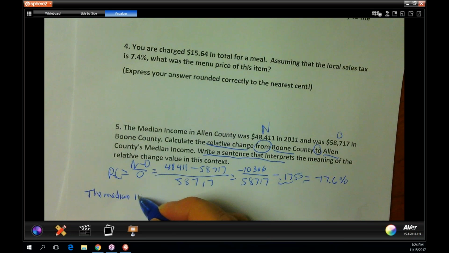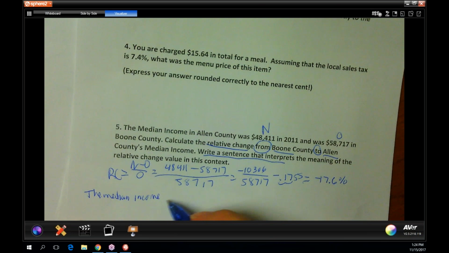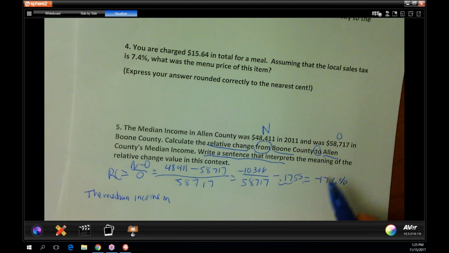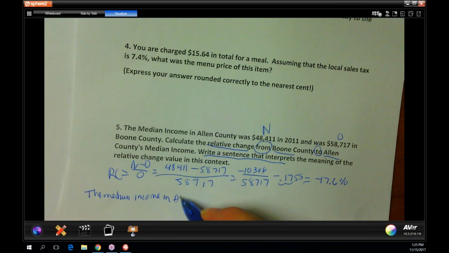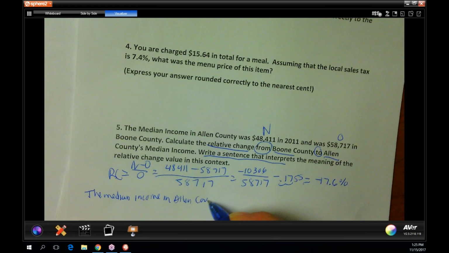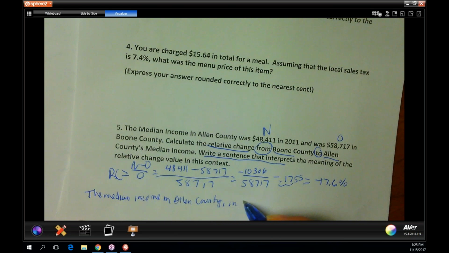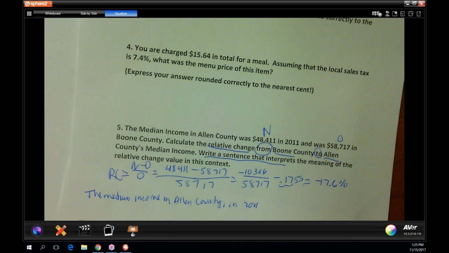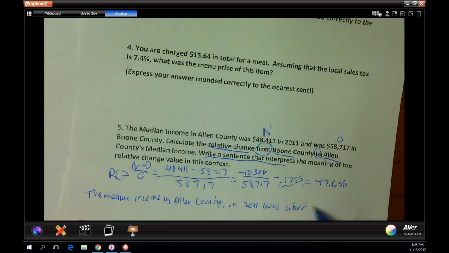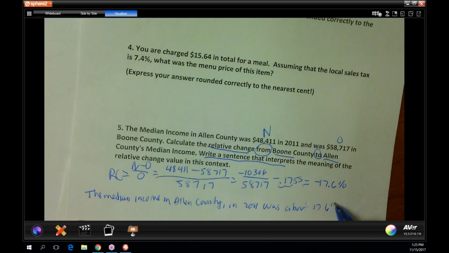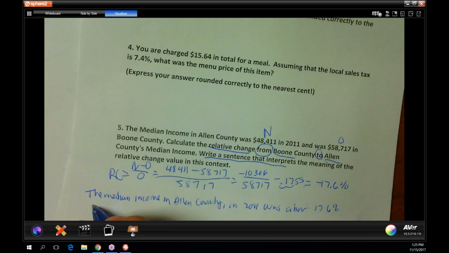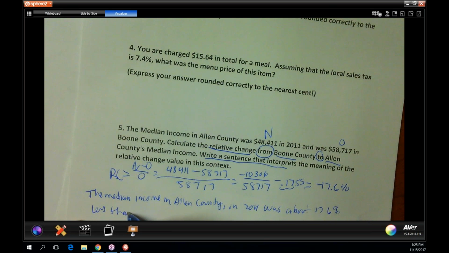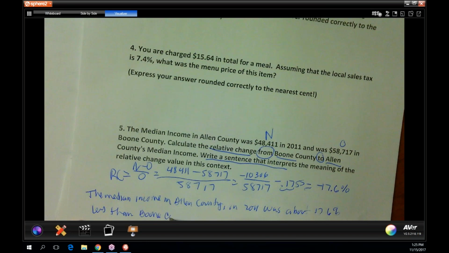The median income in Allen County in 2011 was about 17.6% less than Boone County.